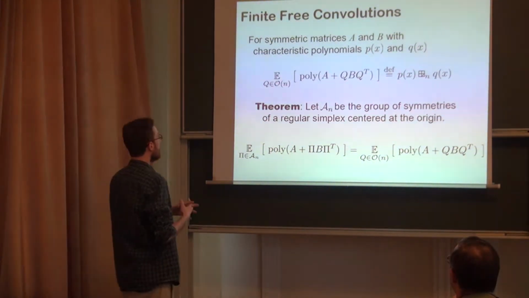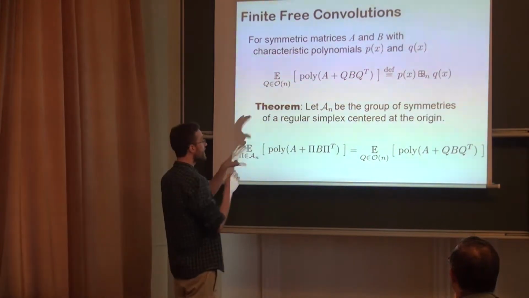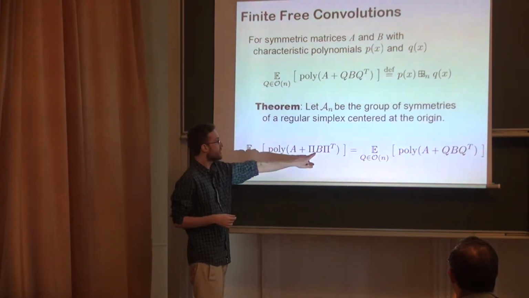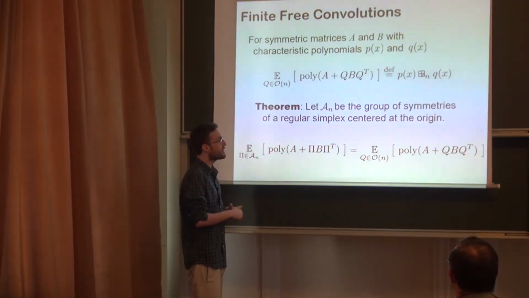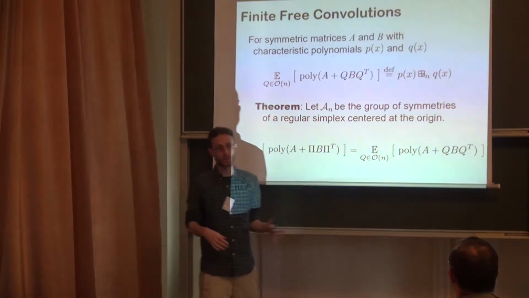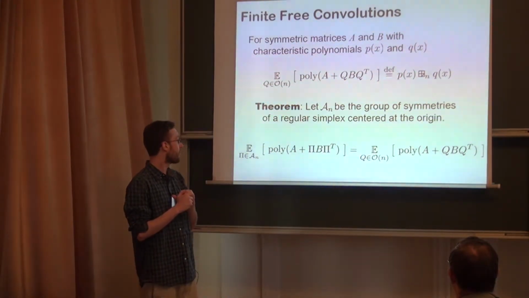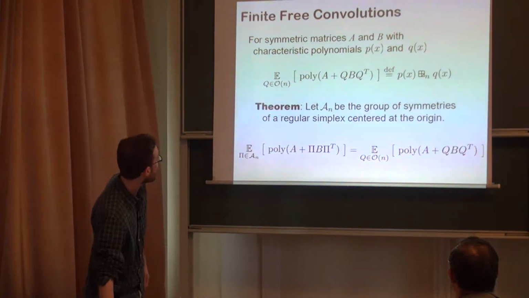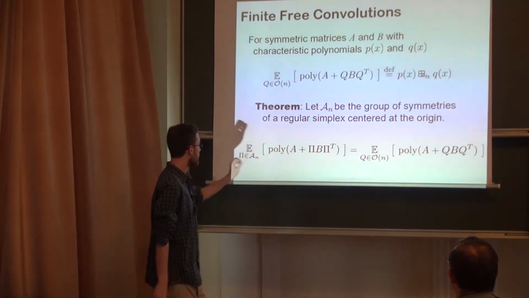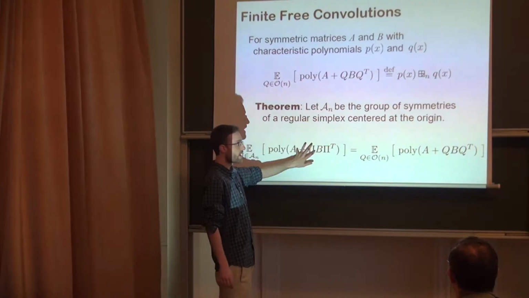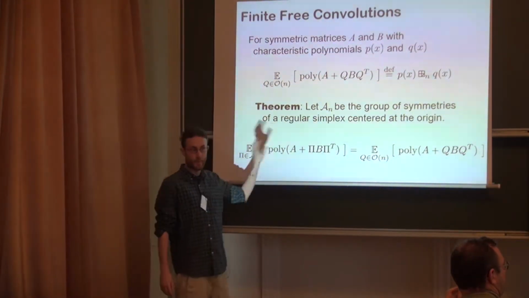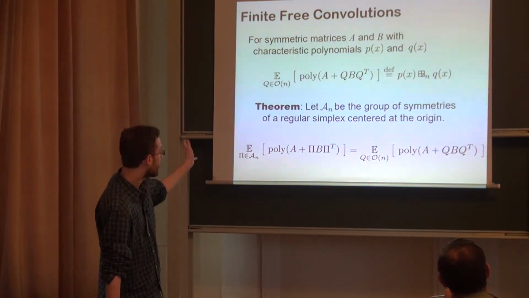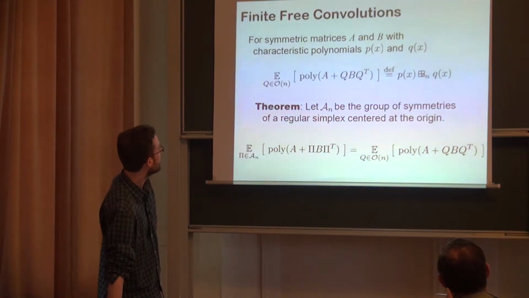OK. So our theorem is that if A_n is the group of symmetries of a regular simplex centered at the origin, then doing this expectation over the pi over all of the permutation matrices is the same as doing the expectation over all of the orthogonal matrices. And we know what this is. This is this finite convolution. And I should say that this is not true if A and B are not orthogonal to the all ones vector. This depends on the fact that they're orthogonal to the all ones vector. But there are different quadratures you can do in the general case.